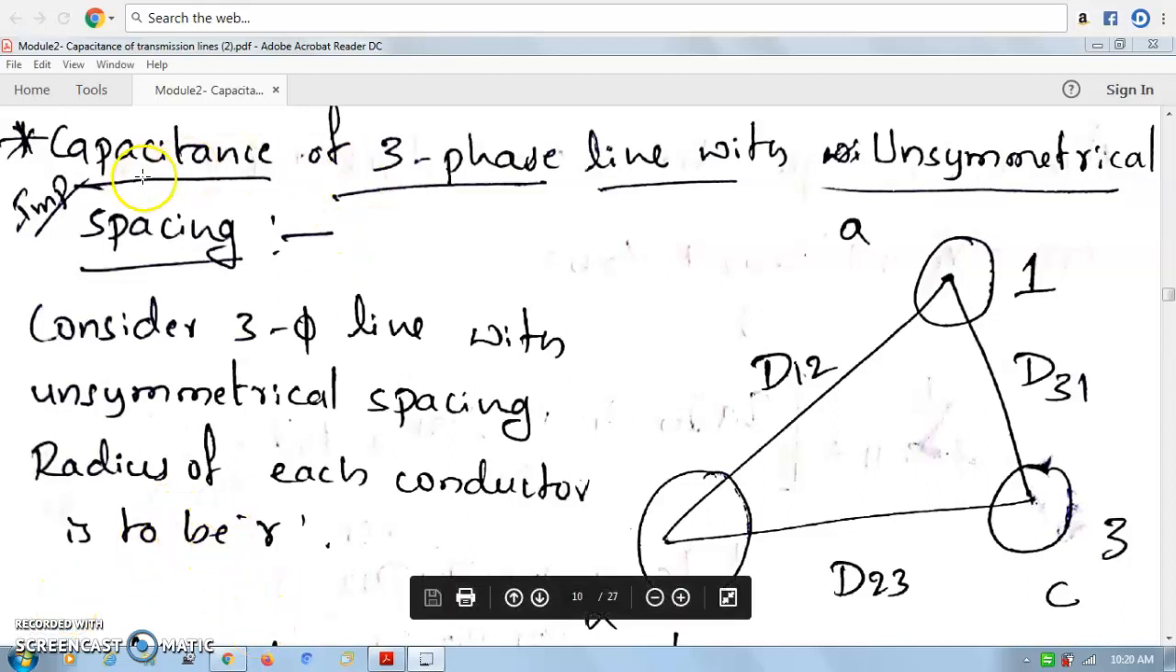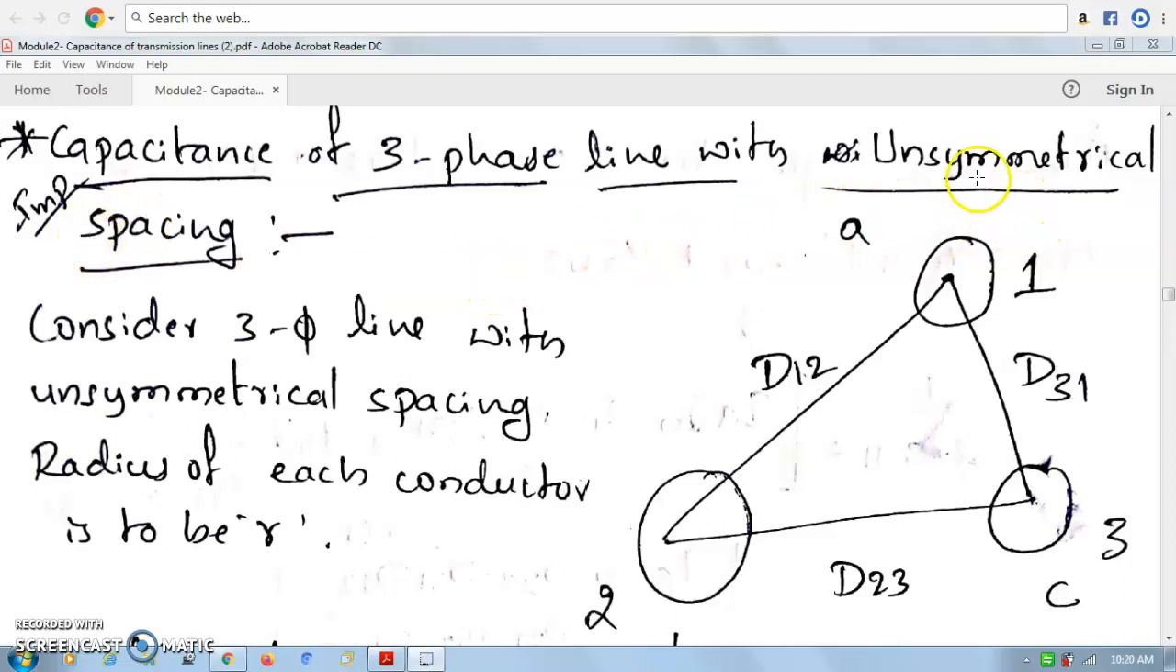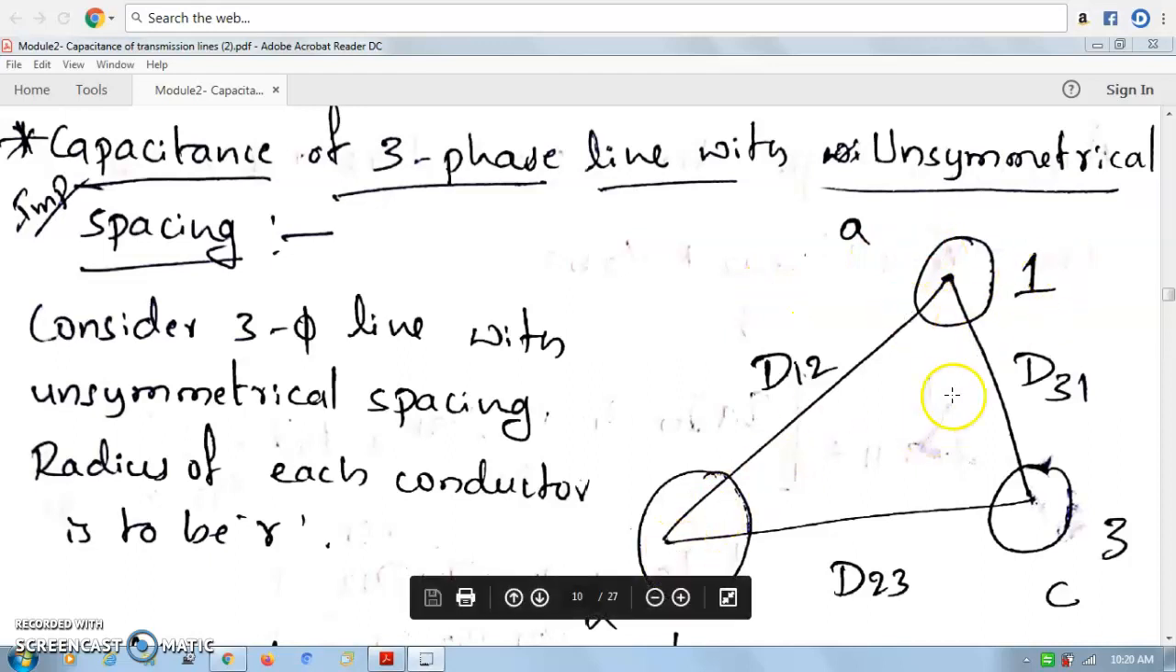Next topic, let's have a discussion on the capacitance of a three-phase line with unsymmetrical spacing. This is unsymmetrical spacing, similar to the way we derived the inductance of a three-phase line. Here consider a three-phase line with unsymmetrical spacing: three conductors, conductor A, conductor B and conductor C. Each conductor spacing is different here.